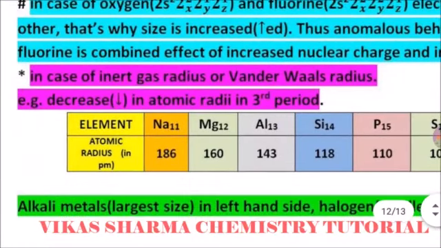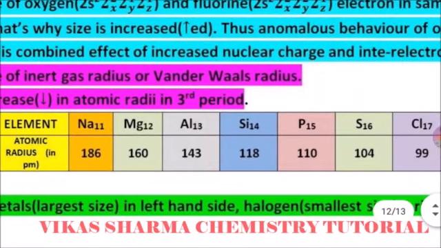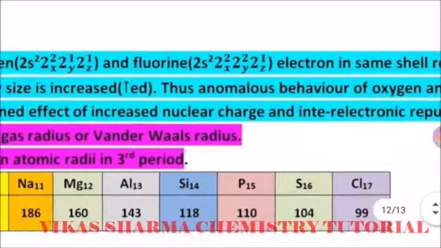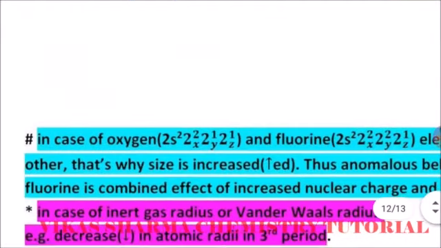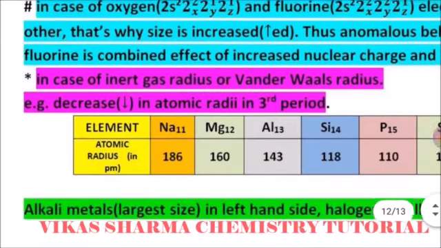In the case of the inert gas neon, the radius shown is the van der Waals radius, so the size increases. You know very well that the van der Waals radius is always greater than the covalent radius.